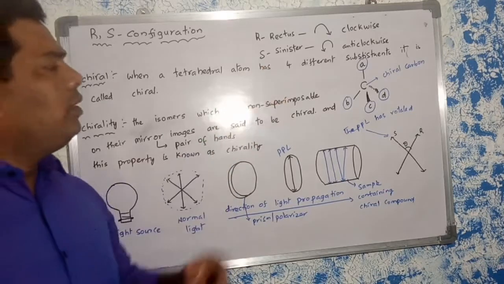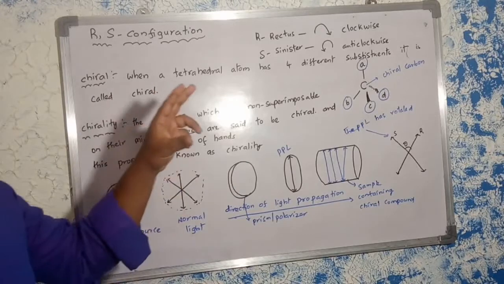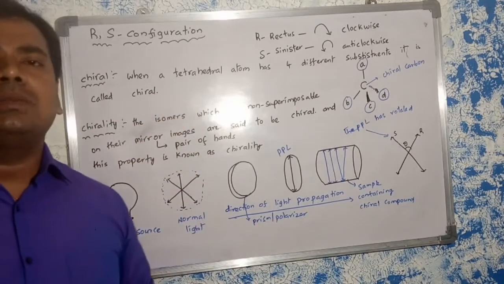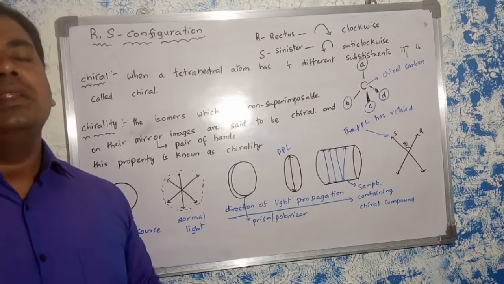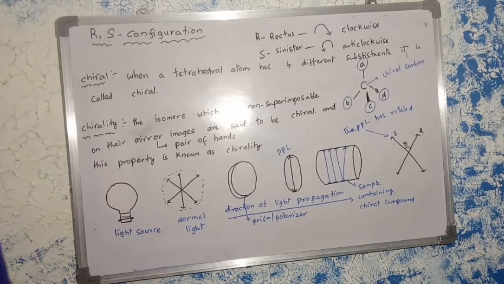If the central carbon atom has two different atoms or groups and the remaining two atoms are the same, then it is not a chiral molecule, it is an achiral molecule.